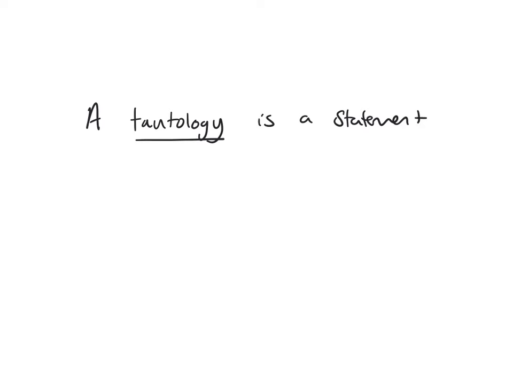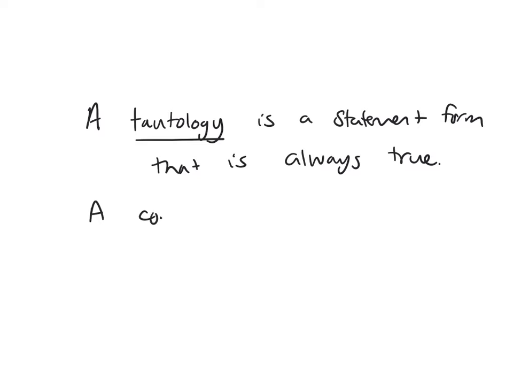So we're going to continue our review. We're going to talk about tautologies and contradictions. So remember, a tautology is a statement form that is always true. So if you look at the truth table, it would only contain true in its column.